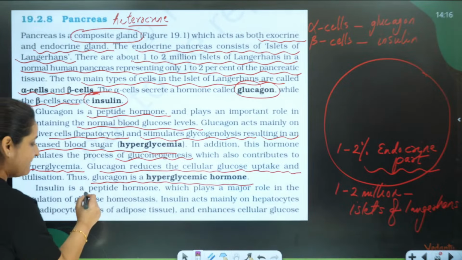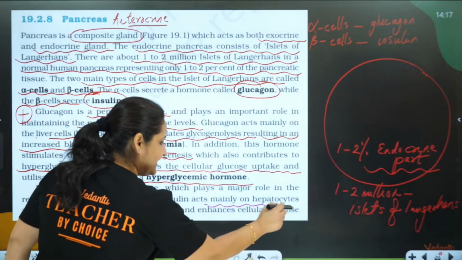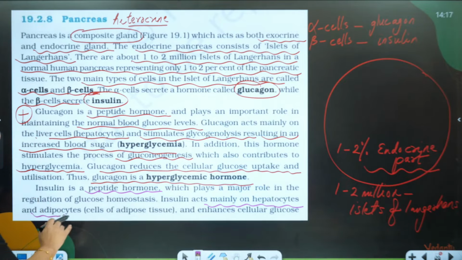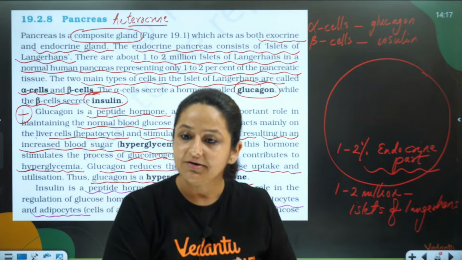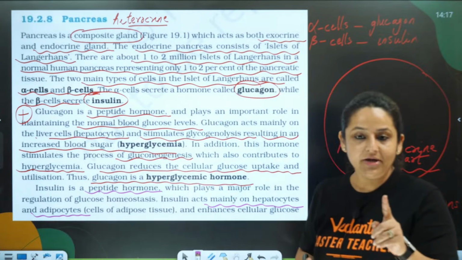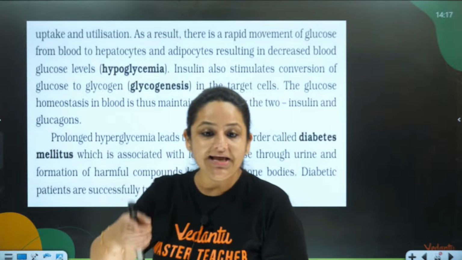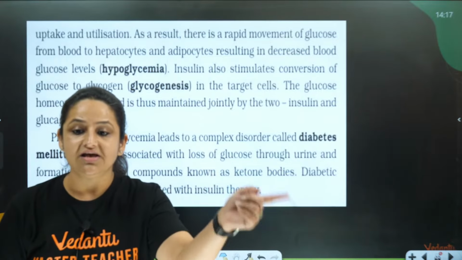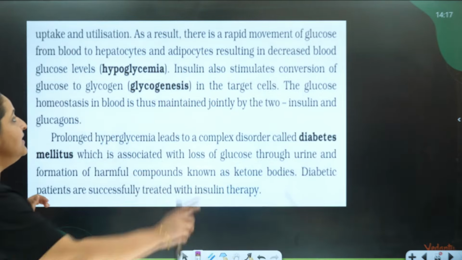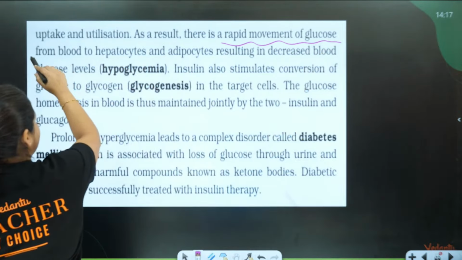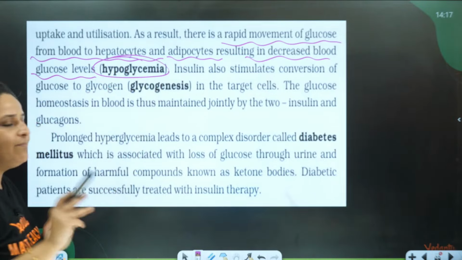Insulin, again, is a peptide hormone which plays a role in the regulation of glucose homeostasis. It acts on the hepatocytes, that is the liver cells, as well as the fat cells, and tells them, please take glucose from the blood and change it into glycogen. It is going to enhance cellular glucose utilization and uptake. So as a result, there is a rapid movement of glucose from the blood to the hepatocytes as well as adipocytes, resulting in a decreased blood glucose level. This condition is called a hypoglycemic condition.